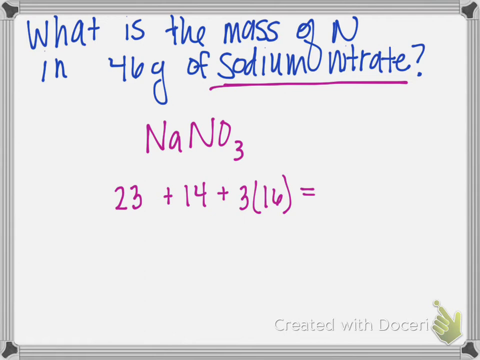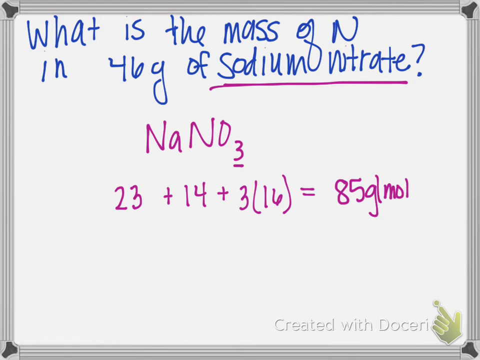Why did I take 16 times 3? I have 3 oxygens. Do I need 3 nitrogens? No, right? That 3 only pertains to there. All right, so let's see here. 48 plus 23 plus 14 is 85. 85 grams per mole.